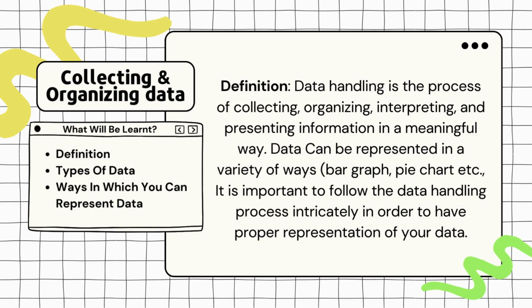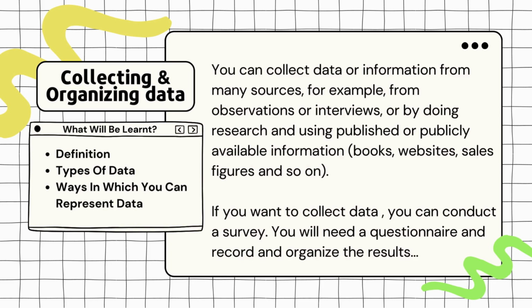But before we do this, let's see other ways that you can actually organize your data. Now, you can collect data or information from many sources. For example, from observations or interviews. So, you conduct interviews with your classmates, with people in your community. You can collect data by doing research and using published or publicly available information from books, websites, and so on and so forth.